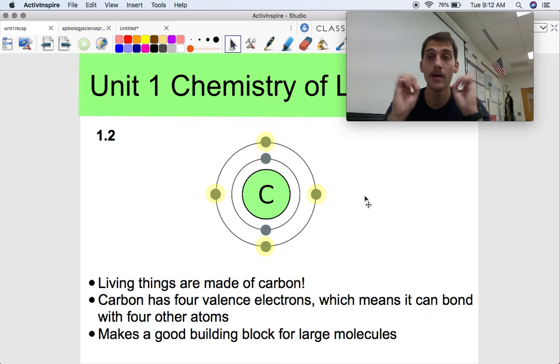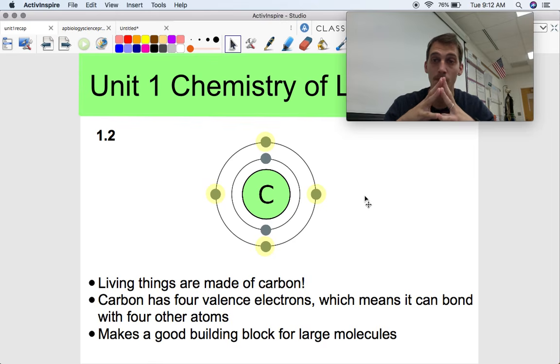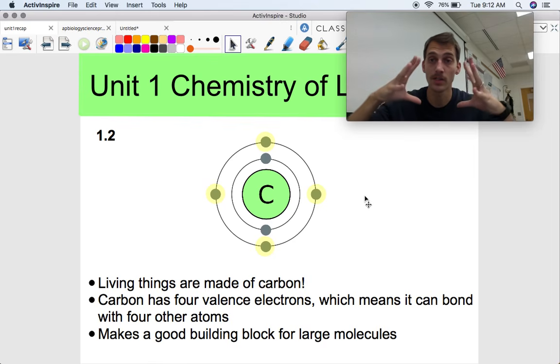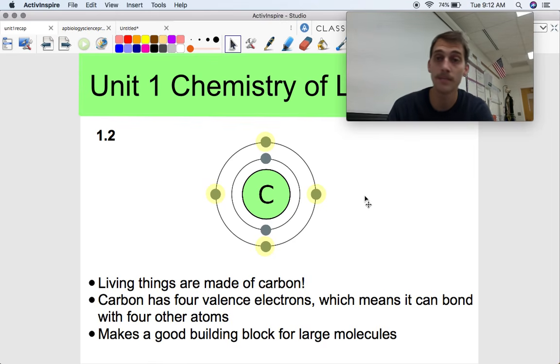Living things are made of carbon. Okay? The elements of life, the primary one is carbon. And why is carbon so special? We are carbon-based life because carbon has 4 valence electrons. It's a pretty small atom, and it has 4 valence electrons, which allows these atoms to form 4 different bonds and start to make these really, really big complex molecules that living things rely on. It makes it a really, really good building block.